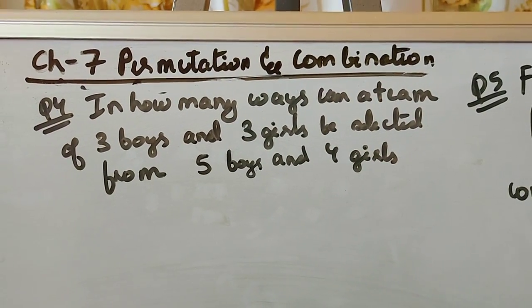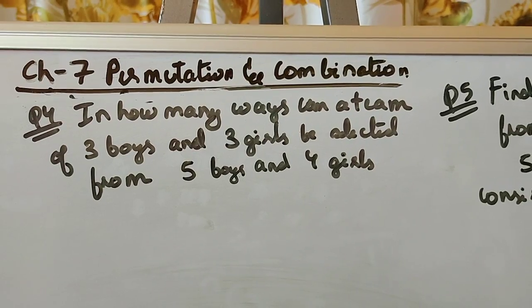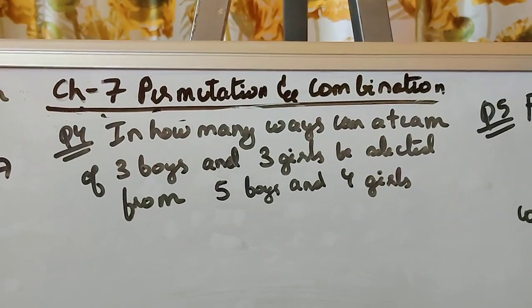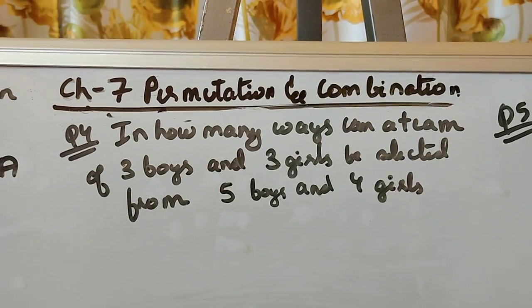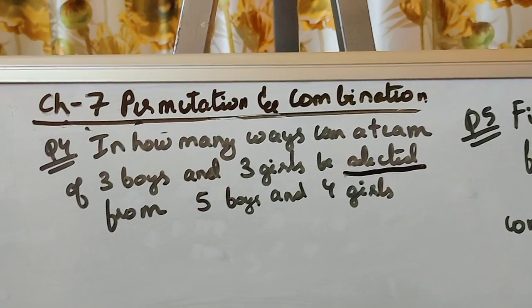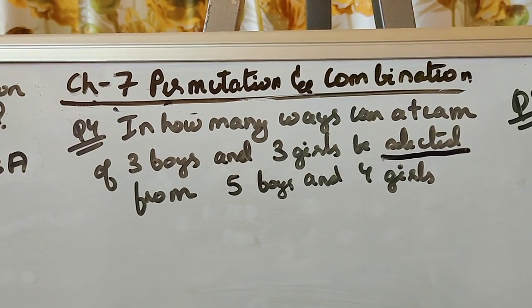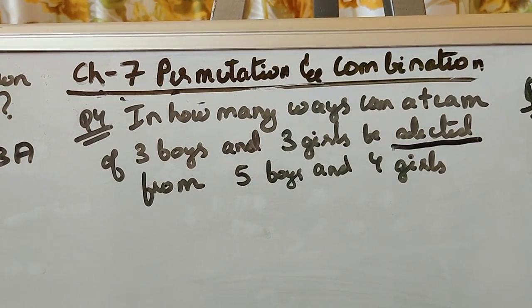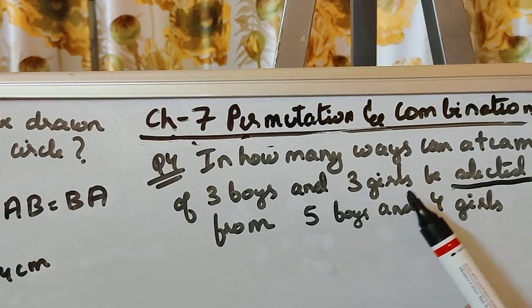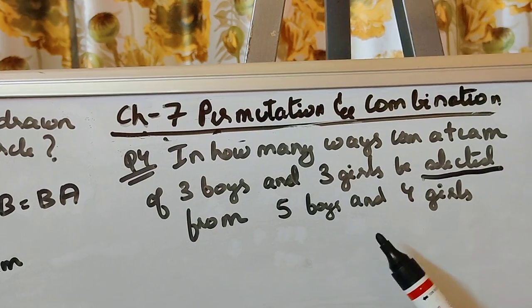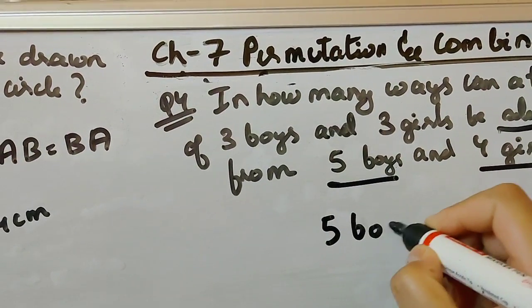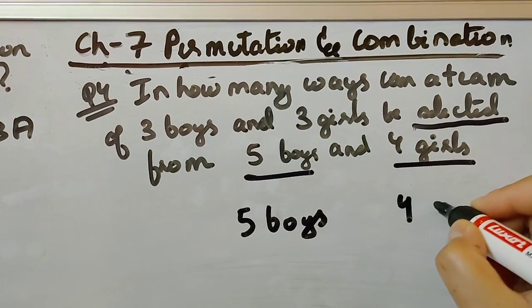Now next, question number 4. In how many ways can a team of 3 boys and 3 girls be selected from 5 boys and 4 girls? Now again, one thing I have told you, combination means selection and permutation is arrangement. Now you see the word selected. Okay, here from the question also you can sometimes understand that this is a question of combination. Total boys we have 5 boys, and total girls is 4 girls.